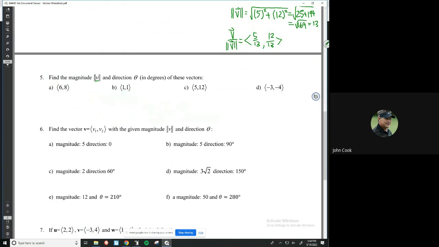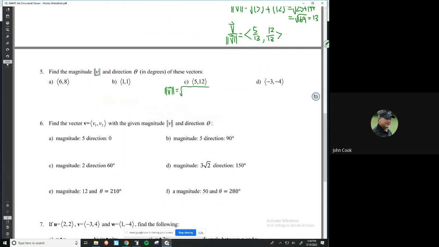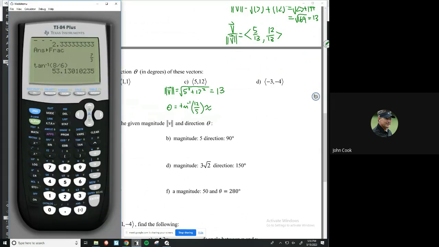All right, and then letter C, the magnitude of the vector V is equal to the square root of 5 squared plus 12 squared. So that's a 5, 12, 13 triangle. So 13 would be the side length. And then the angle theta is going to be equal to tangent inverse of those two numbers. So it would be the y value over the x value. Let's see what that's going to be on my old calculator here. Tangent inverse of 12 over 5. 67.380 degrees. There we go.